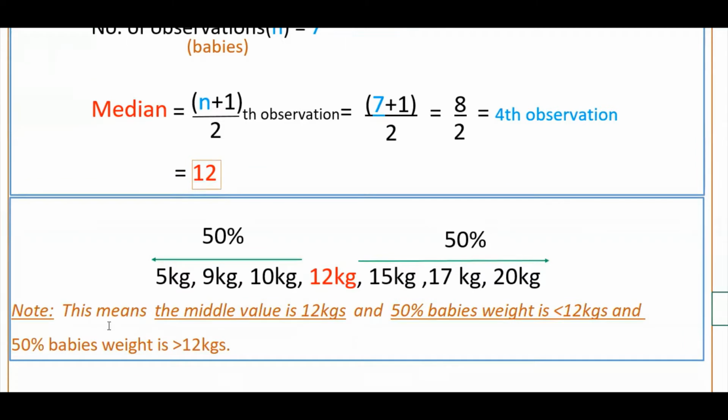And from this you can say that the middle value is 12 kgs and 50% of babies' weight is less than 12 kgs. See here, all these values are less than 12 kgs: 5, 9, 10. And 50% of babies' weight is greater than 12 kgs. So here greater than 12 kgs, that is 15 kgs, 17 kgs, and 20 kgs. This is the meaning of the median.